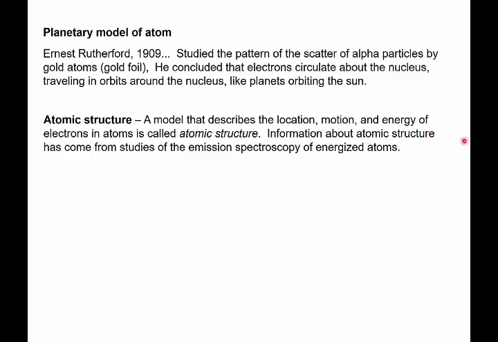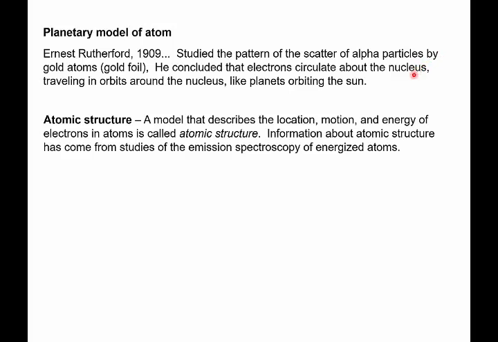We learned in class last time that Ernest Rutherford in 1909 proposed a new model of the atom. This new model was based on the results of a now famous alpha particle scattering experiment. Rutherford envisioned that the atom was a mini solar system in which each electron traveled around the nucleus like a planet travels around the sun.